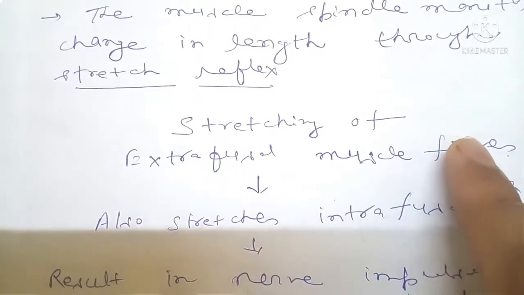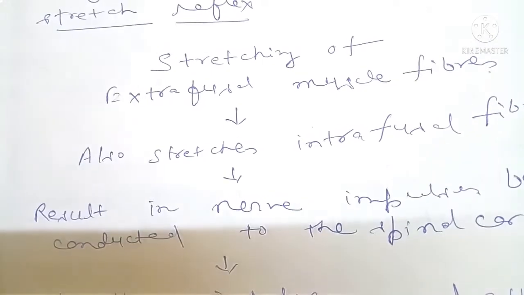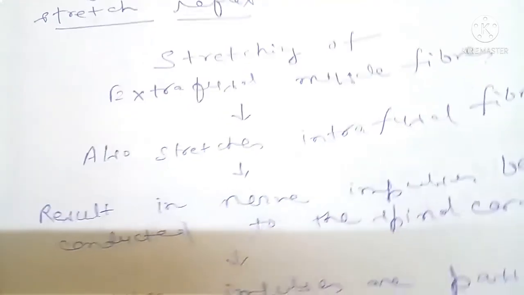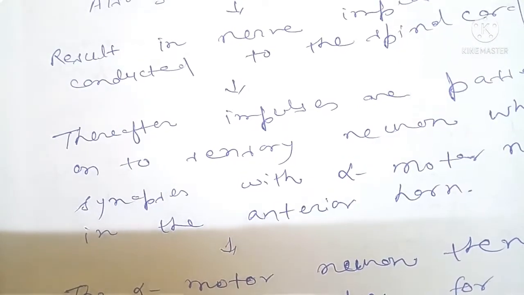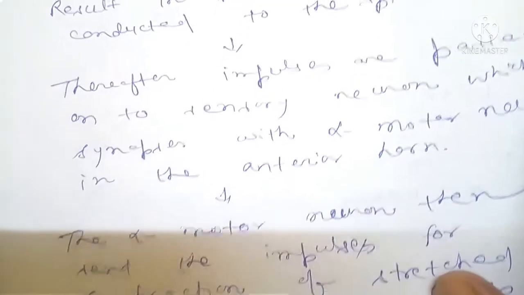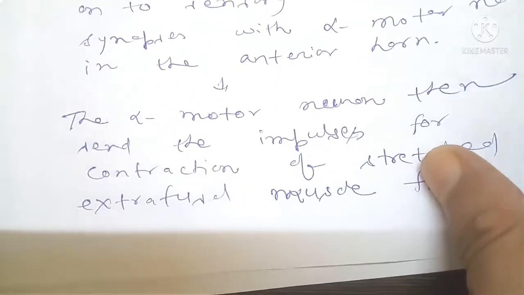Now, what is the concept? First, there is stretching of the extrafusal fibers, and it also stretches the intrafusal fibers and results in nerve impulses being conducted to the spinal cord. Thereafter the impulses are passed on to the sensory neuron, which synapses with the alpha motor neuron present in the anterior horn cells of the spinal cord, and the alpha motor neuron then sends impulses for contraction of the stretched extrafusal muscle fiber.